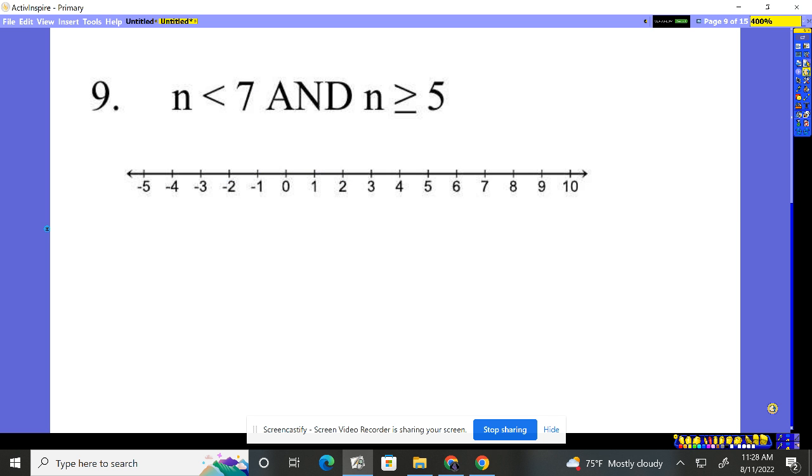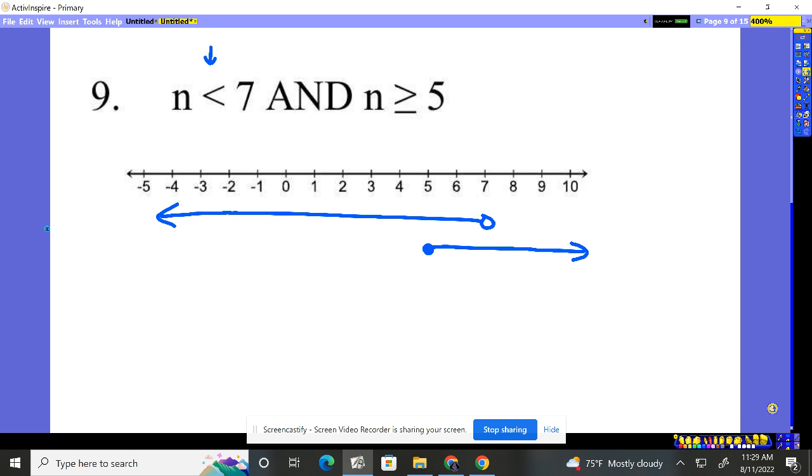Number 9, we want them both to be true. We're looking for numbers smaller than 7, and the number must be bigger than or equal to 5. So let's graph this first. n is less than 7. That's going to be here. Numbers smaller than 7 would be going to the left that way. 6, 5, 4, those are smaller than 7. n is bigger than or equal to 5. That'd be here going that direction.